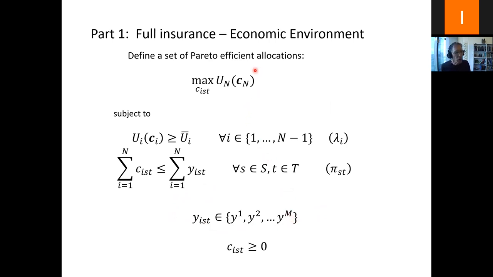And what have we assumed about preferences? Well, one thing we've assumed is that the utility of household N only depends upon the consumption of household N. The utility of household I only depends upon the consumption of household I. So people are selfish, or households are selfish. We've also assumed that there's only one good in each state and each period. So C_ist is just one good. We could easily modify this to make it a vector of goods, but we're not going to now.